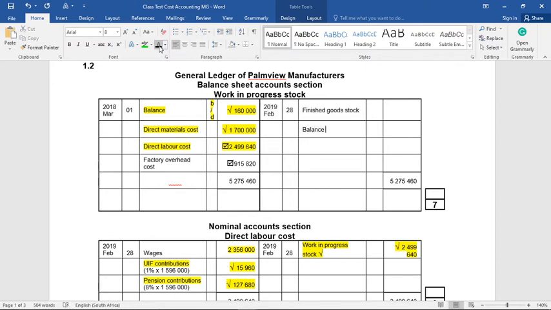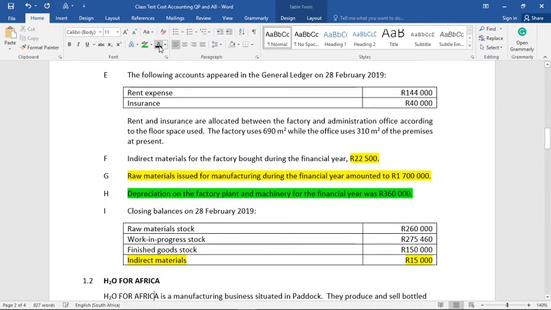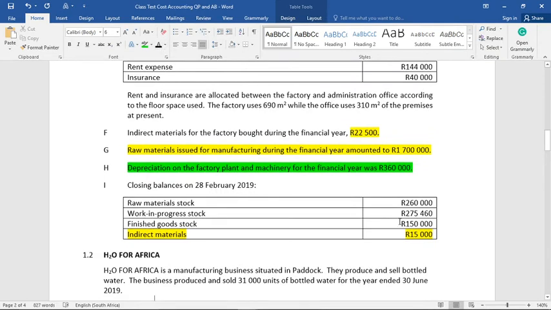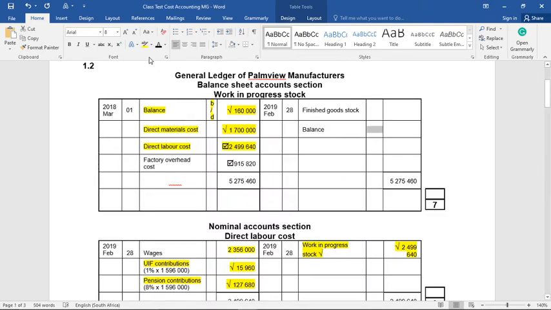You will always be given one of them, and you have to work out the other one as a balancing figure. From your last bit of information, you were told that work in progress stock at the end of the year was 275,460. So I can put my 275,460 over there. That means it's going to be brought down at the start of the next year over there. So the balancing figure is therefore this amount here for finished goods. And that ends up being a round amount of 5 million rand.